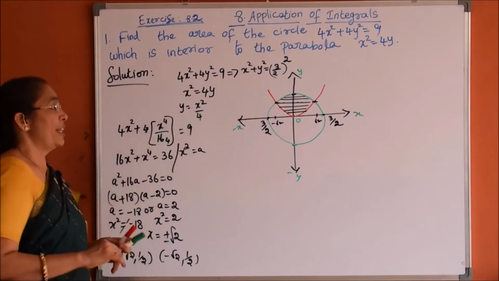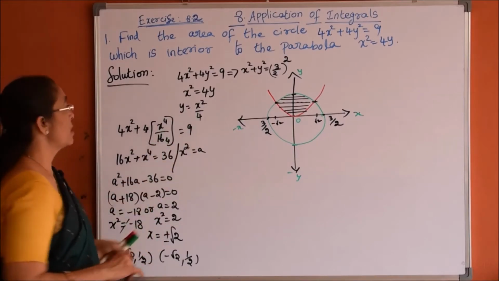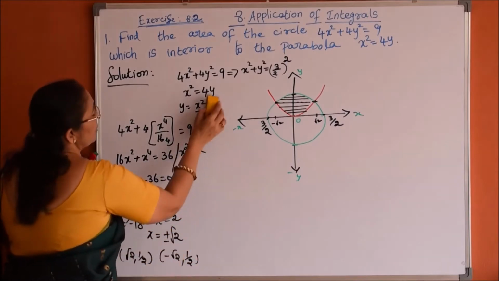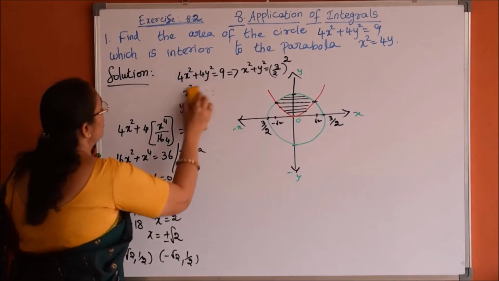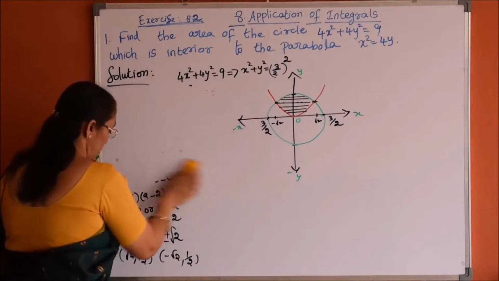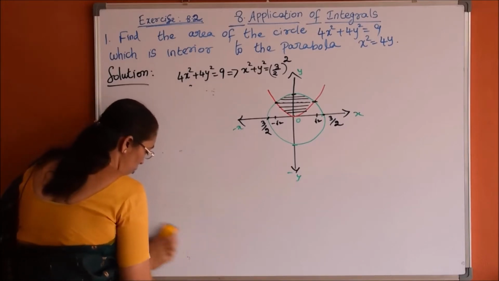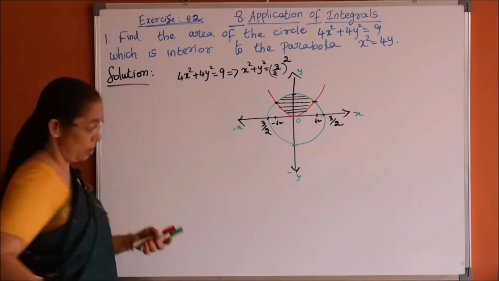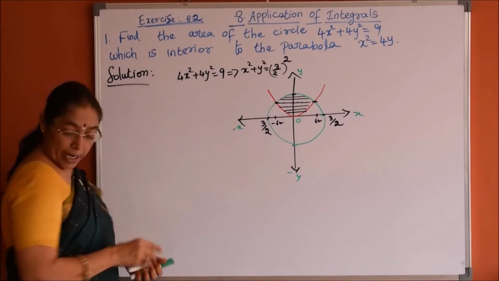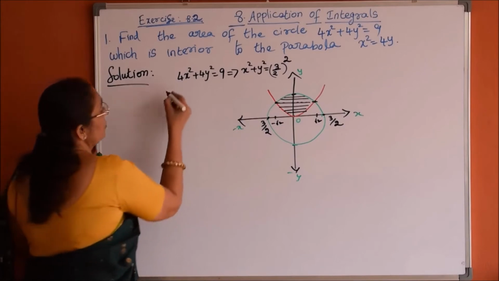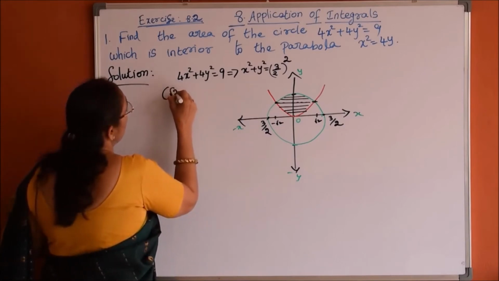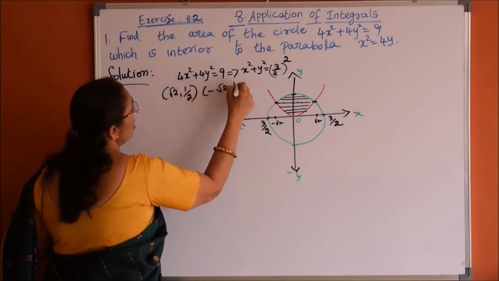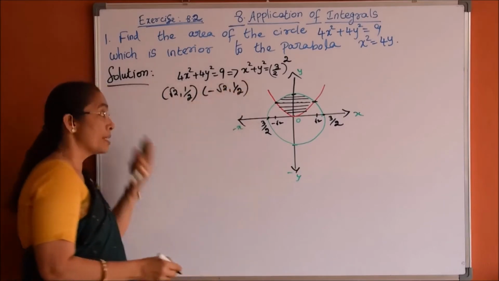Now, we will find the required area. Let me write the point of intersections. The points of intersections are root 2 comma half and minus root 2 comma half.